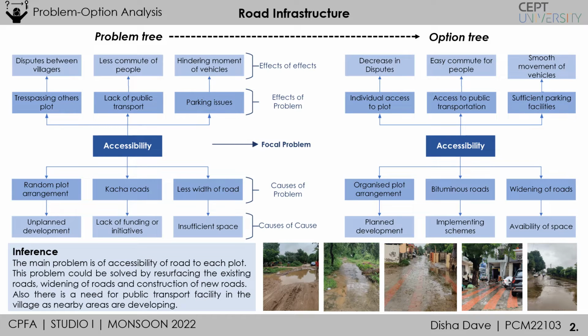Coming on to the problem and option analysis. Particularly for road infrastructure, the major problem that is identified is accessibility, which is caused due to random plot arrangement, kacha roads, and less width of roads. For that, the options identified for the problems are organizing the plot arrangement, bituminous road, and widening of the road. The major issues were identified in the problem analysis and options were generated which should be catered into the project.